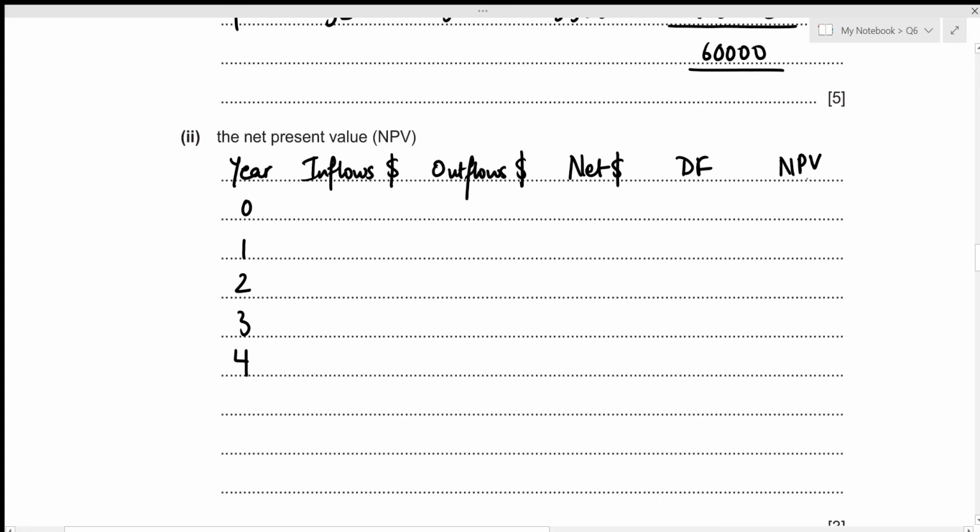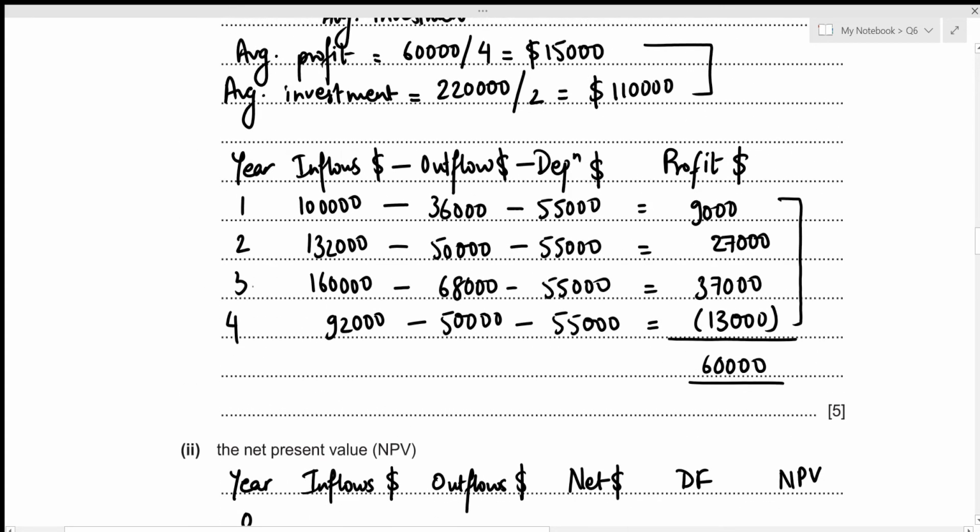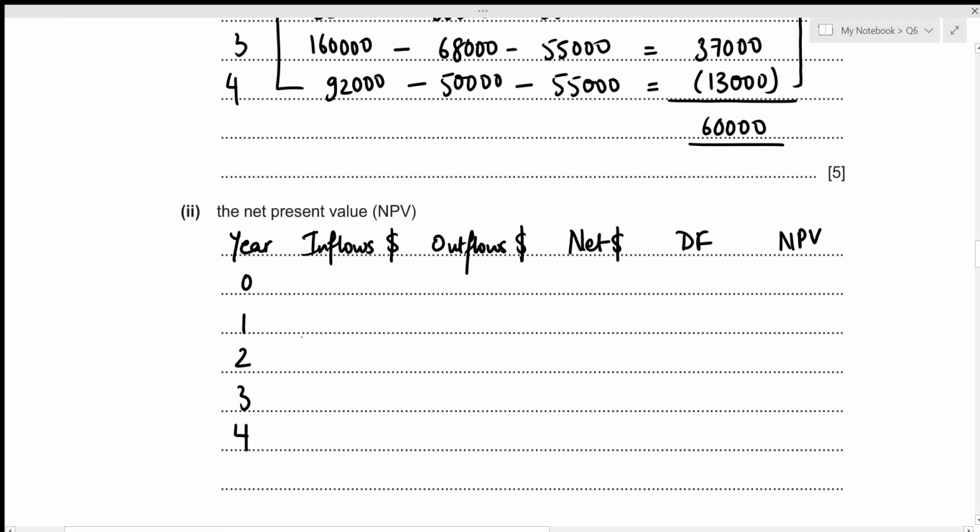Okay, we already recorded the inflows and outflows above, so we can just copy those amounts. So the inflows is just 100,000, 132,000, 160,000, and 92,000. Let's write it down. No inflow in year 0, and for the first year it was 100,000. For the second it was 132, for the third it's 160, and for the last it's 92.